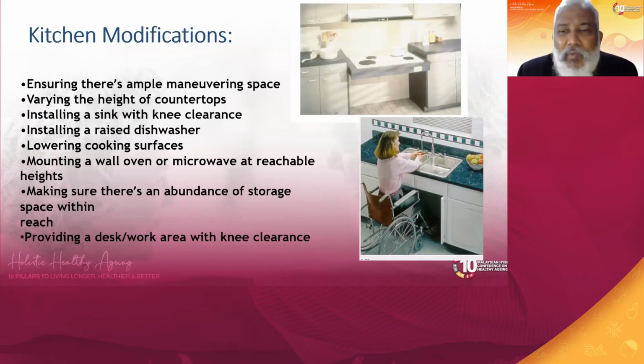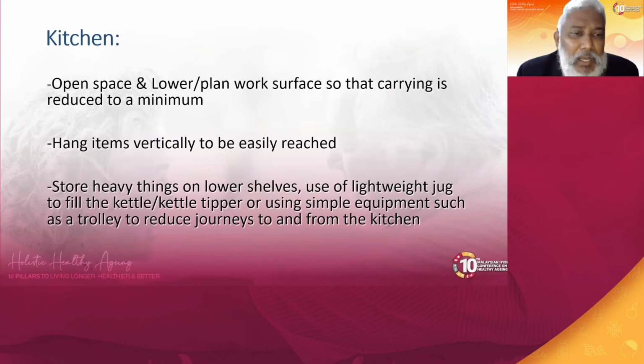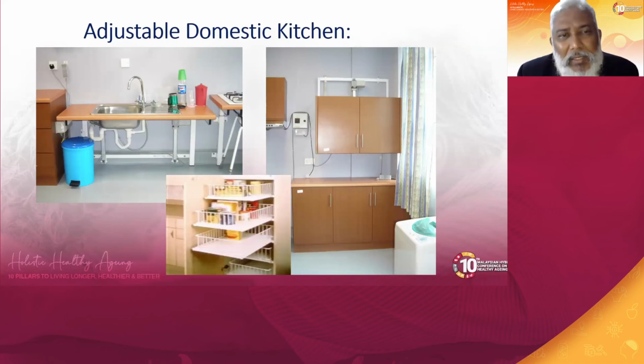And some of the kitchen modifications that we can explain, or we can straight away inform how to do, for them to be independent in their own kitchen. Some of the easy ones are like open space, or lowering the work surface, hanging items vertically for easy access, and also storing heavy things on lower shelves so that they can easily reach for them. There are also adjustable domestic kitchens, to identify what is the best level for them to use the sink, the ovens, and so on.